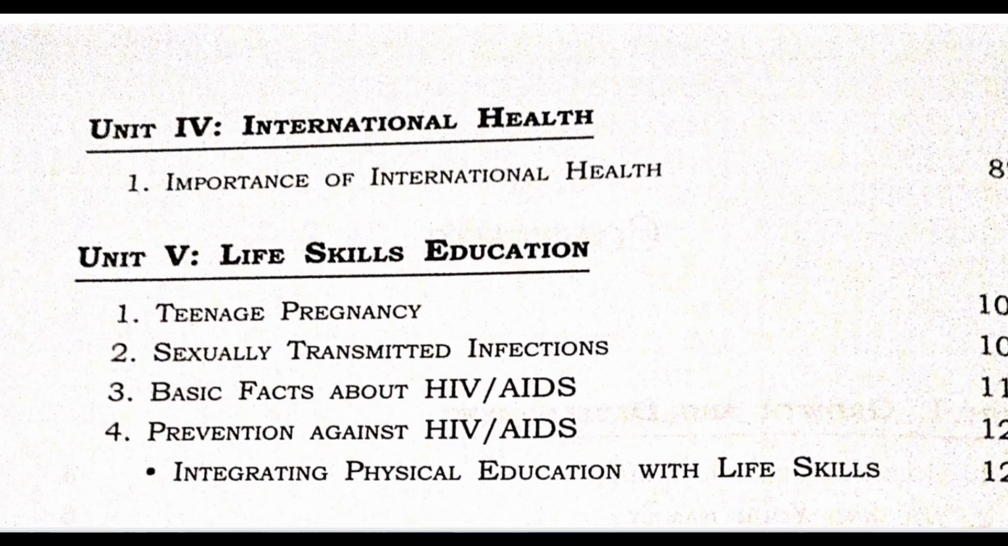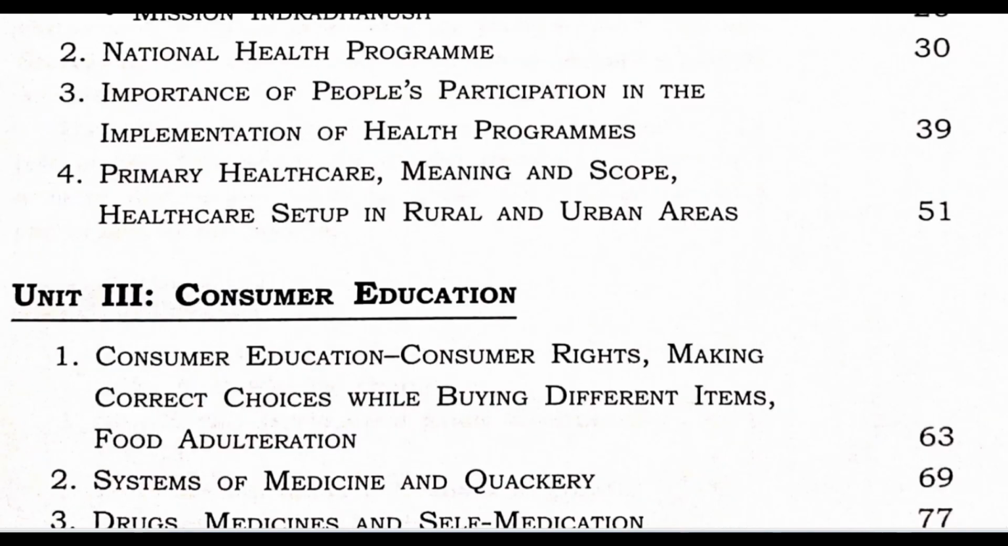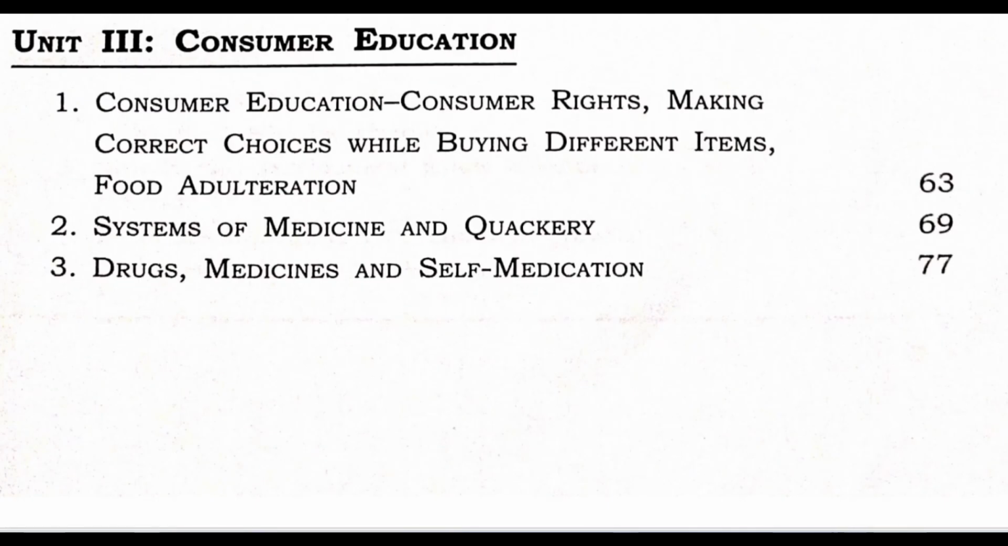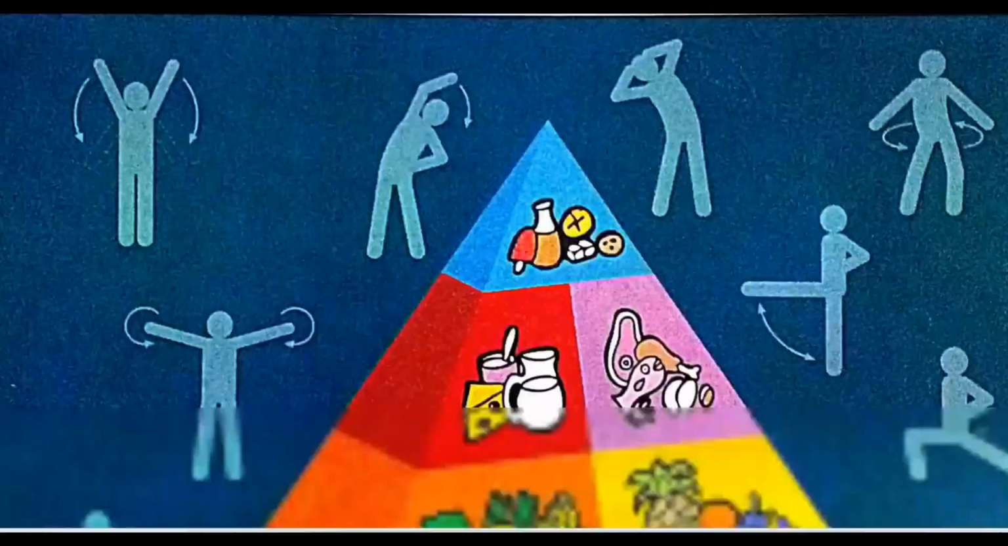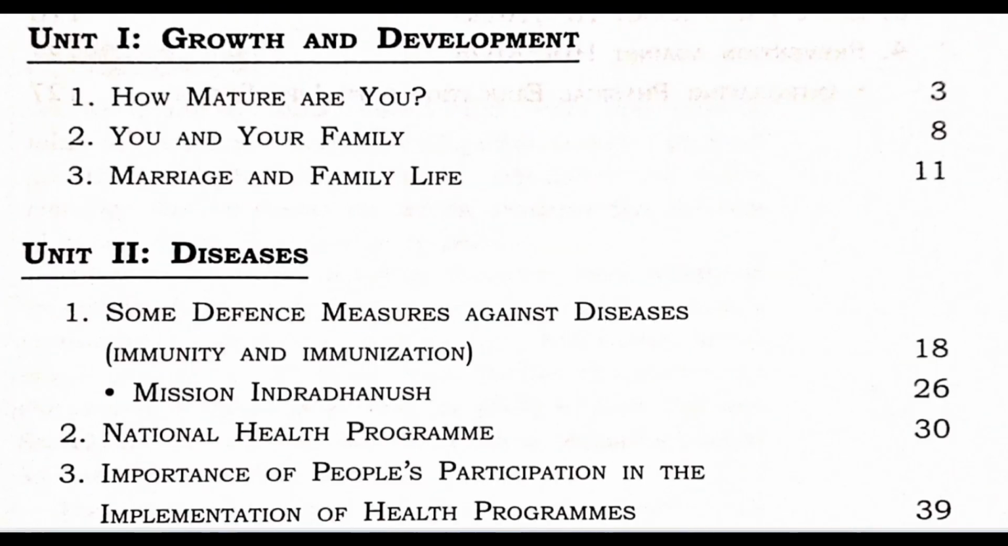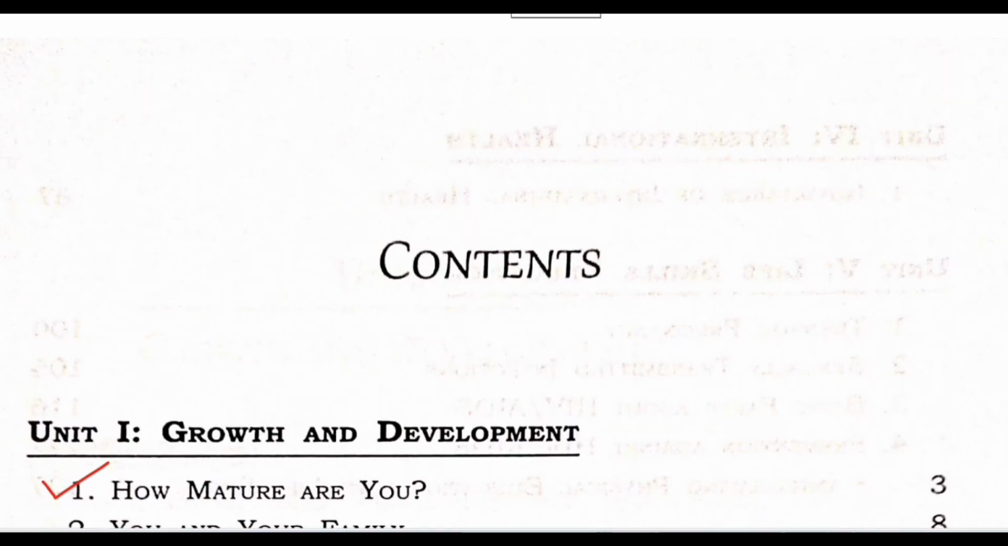So class 10 students, you have to understand that your health education has got 5 units and different chapters, all right? So shall we also see how many chapters you have? All right, let's see. Approximately 15 chapters you have got here. So today the chapter we will be dealing with will be how mature are you. This chapter, how mature are you. So let's start. All right, we'll start now.